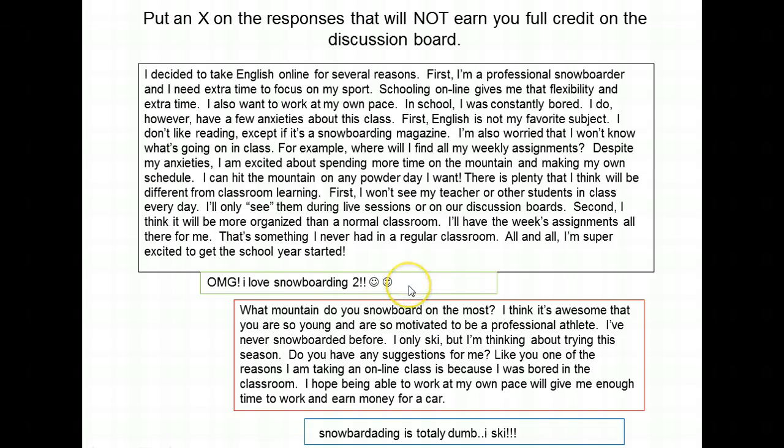Now let's put an X. Let's discredit what would not be appropriate as far as a response goes. So we talked about what a good post would look like. What about the responses? "OMG, I love snowboarding too!" Exclamation point, exclamation point, emoticon, emoticon. Okay, that is wrong on so many levels, right? You're texting, using poor grammar, and you're using emoticons, which are just not appropriate in the online setting for a discussion board in English. Instead of using those smiley faces, use words.